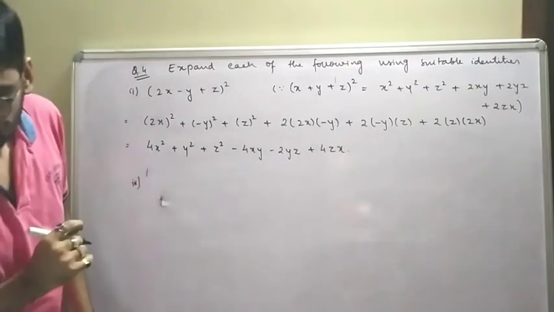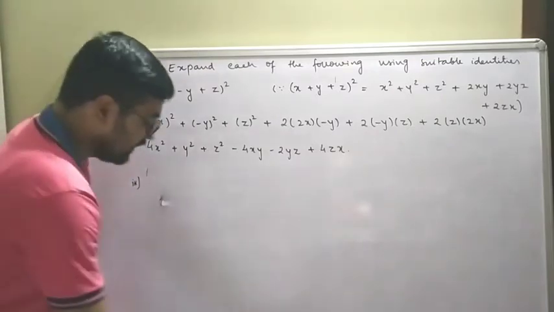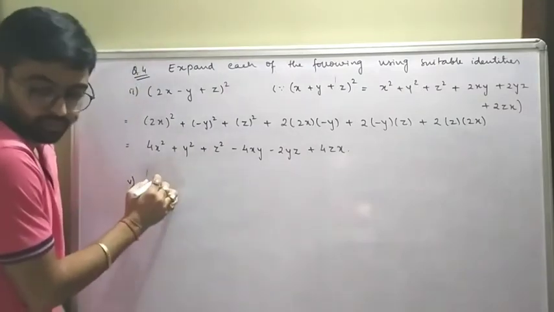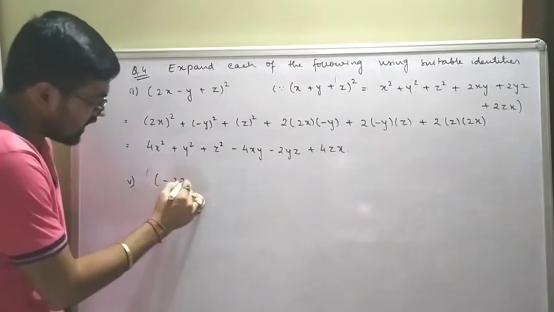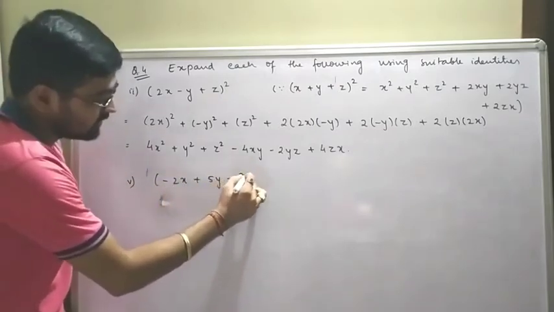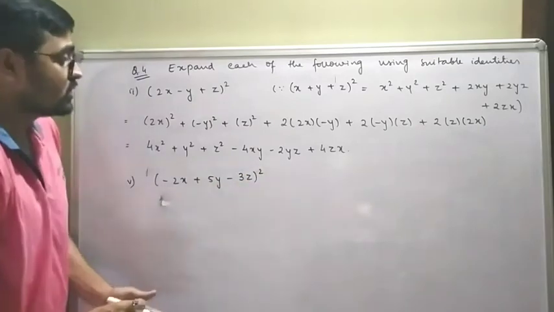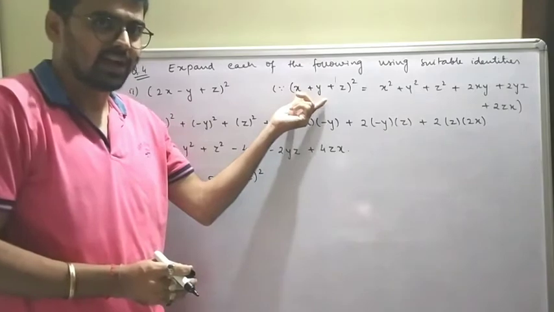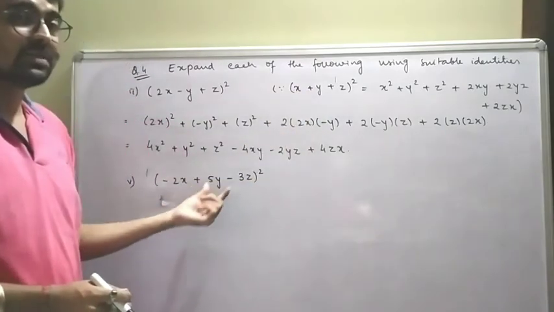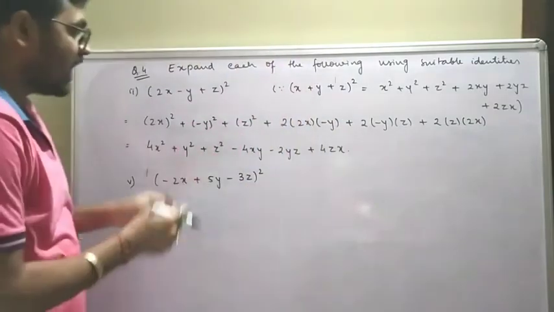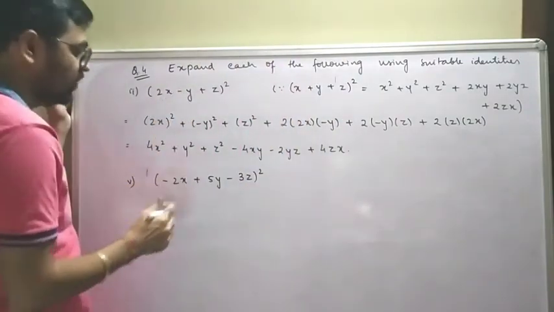Let me go for the fifth one, which looks like (-2x + 5y - 3z) whole square. So basically the identity is going to be the same. I have to apply this identity only. Whenever we have 3 terms and a perfect square, we'll always apply this identity. So how are we going to do it? Same as we did over here.